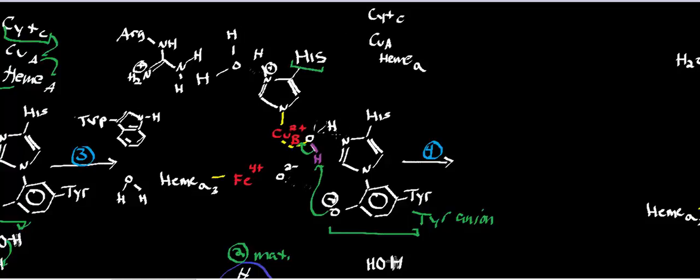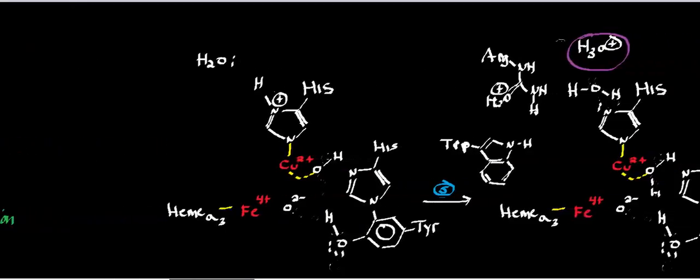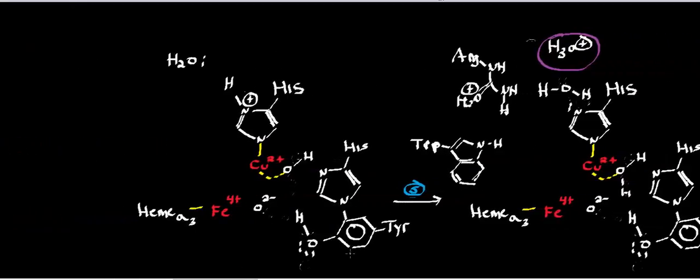And that's going to generate a hydroxide that's in a coordinate covalent bond to the copper B, and it's going to generate tyrosine in the protonated state. So notice here, this is tyrosine as you would find it at physiological pH. And so we're good with that.